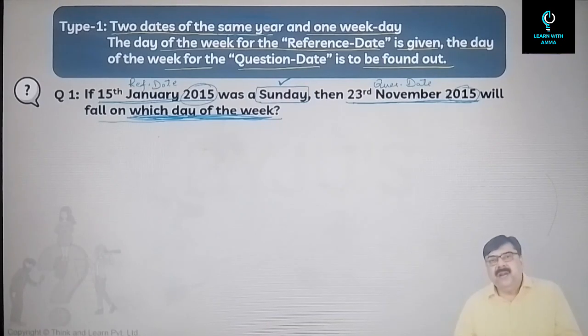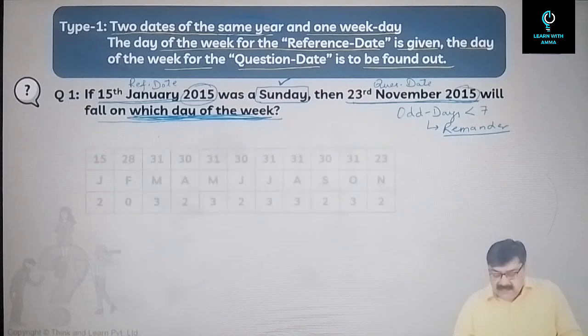Now, a simple way of finding out the answer to this question is you calculate the number of odd days from 15th January to 23rd November. If you calculate all the number of days and then divide by 7, it becomes very tedious. So what we will do is, for each of the months which lie in this particular duration, we will keep on calculating the odd days, and then finally we will add up all these odd days and then divide by 7 to get the final odd days. Now, one thing that you must know is that the number of odd days obviously is always less than 7. Why? Because the remainder is always less than the divisor.